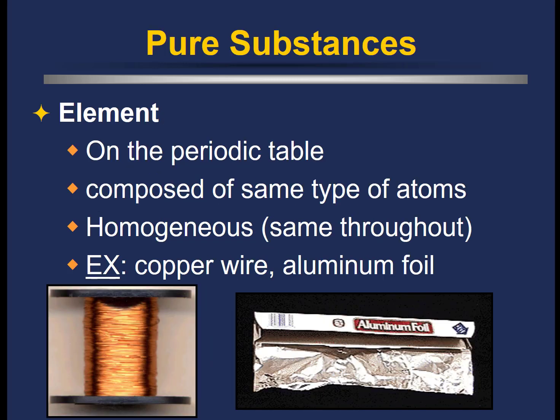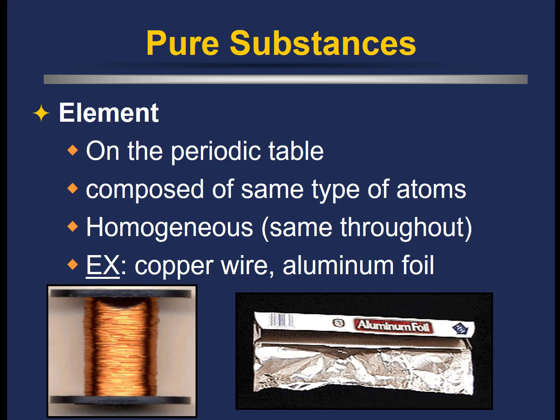Let's talk about elements. First of all, as I mentioned before, they have to be on the periodic table. So whenever you're classifying matter, you want to have a periodic table that you can refer to. If you can't find it on the periodic table, it is not an element. An element is composed of the same type of atom, and it is homogeneous, which means the same throughout.